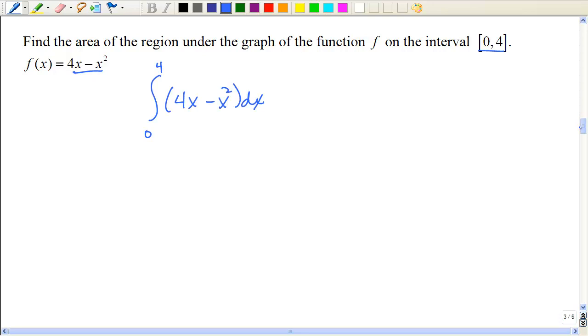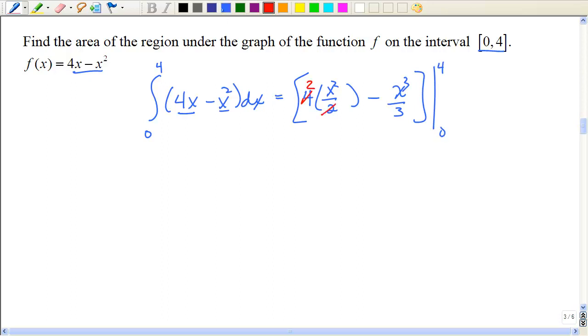So again, we're just going to be using the power rule. So on here, we keep the constant out in front, add 1 to the power, and divide by that power. Power rule again, so add 1 and divide. And here's our function, and I'm going to evaluate that between 0 and 4. Let's again reduce. So I have 2x squared minus x cubed over 3 between 0 and 4.